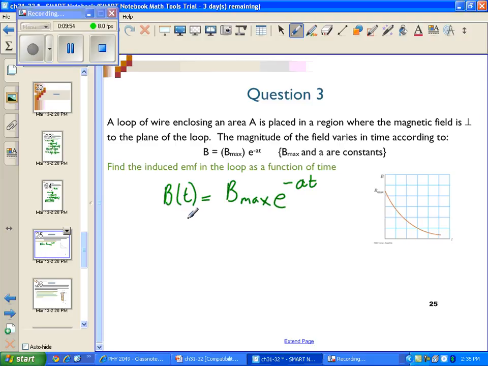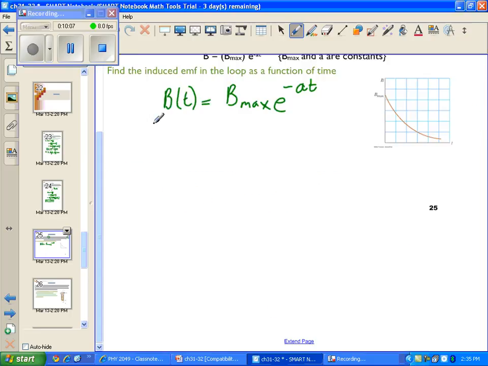And we're told to find the induced EMF in the loop as a function of time. Here the area of the loop is not going to change in time, and neither is the orientation of the loop with respect to the magnetic field. So to get the induced EMF as a function of time, this time we're going to take the derivative because we want the instantaneous values. But the magnetic field as a function of time has been given to us, so this should be a relatively straightforward derivative.